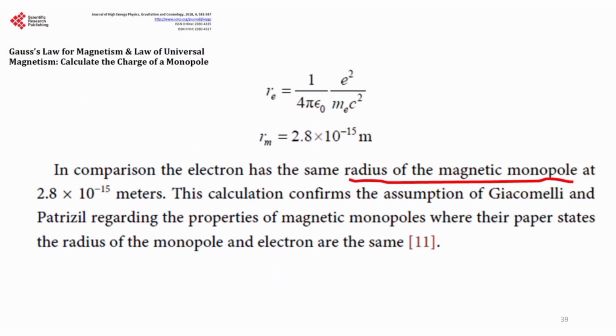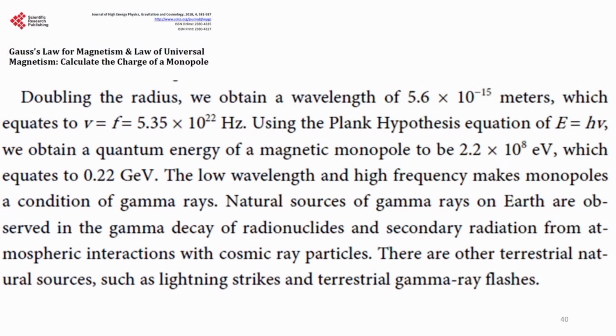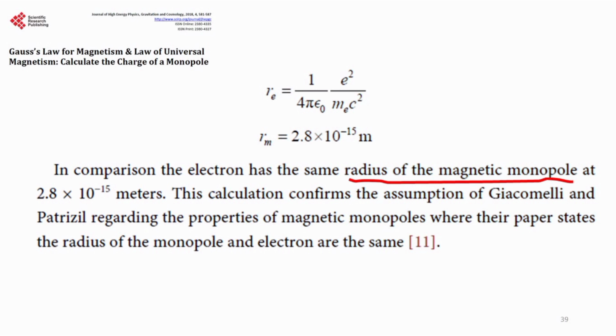Very important: the radius of the magnetic monopole is 2.8 × 10^-15 meters. So he writes, this calculation confirms the assumption of Giacomelli and Patzidis regarding the properties of magnetic monopoles, where their paper states the radius of the monopole and the electron are the same. So the radius of the monopole and the electron are the same. R sub n is the radius of the monopole. As you see, R sub E on the top is the radius of the electron.